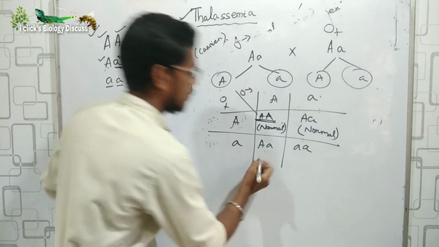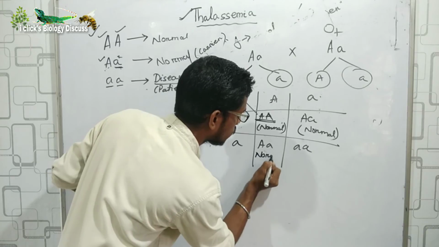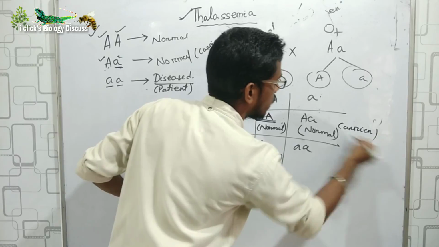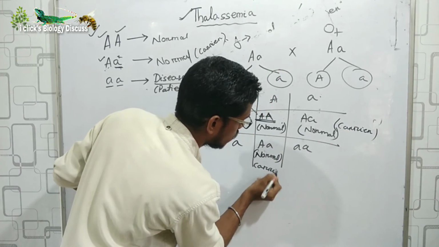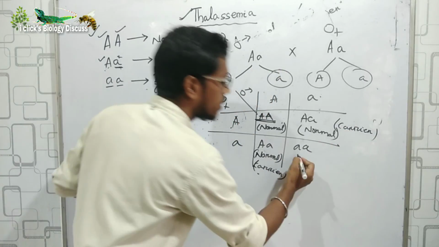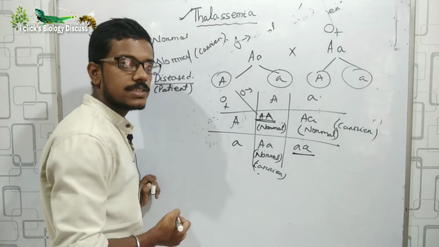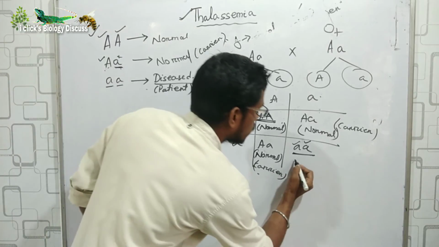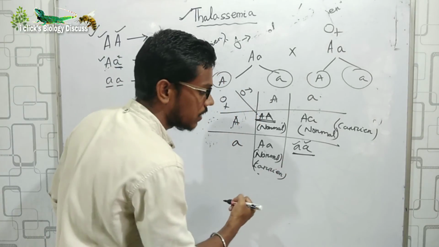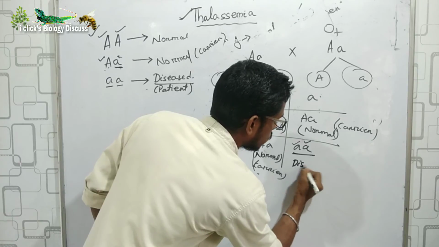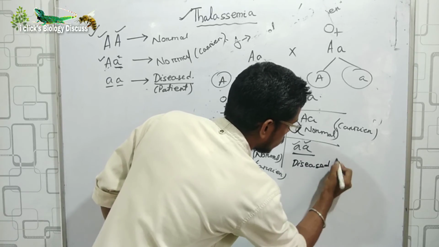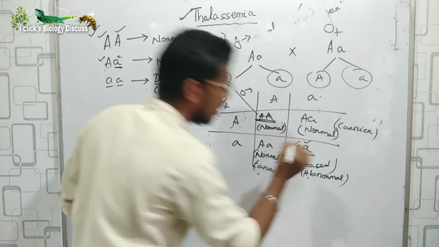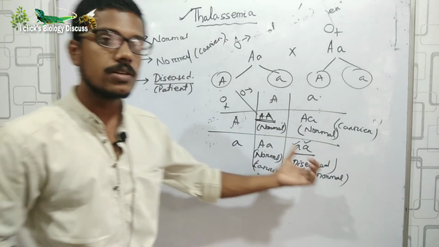This is the normal. But these two are the carriers. This person is the carrier. But in this one, both the alleles are affected, or both alleles undergo mutation. Thus it is the homozygous recessive condition, and this will be the diseased or abnormal person, affected with the recessive genetic disorder.